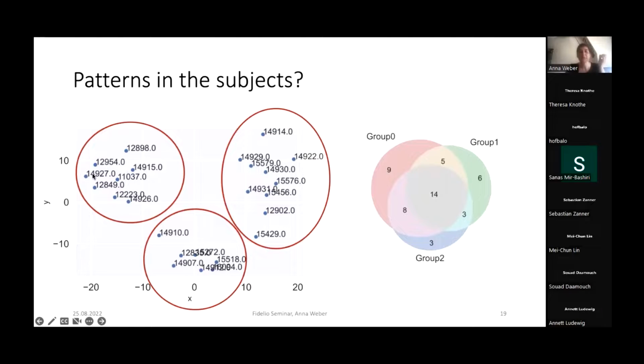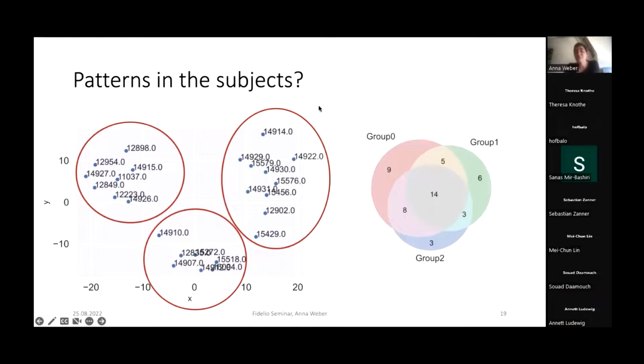So if 2 points are close on this plot here, they will also be close in my original distance matrix. So that means they have very similar repertoires. Right. And I think it was quite clear that there are really 3 groups of people here, which I creatively called group 0, 1, and 2.